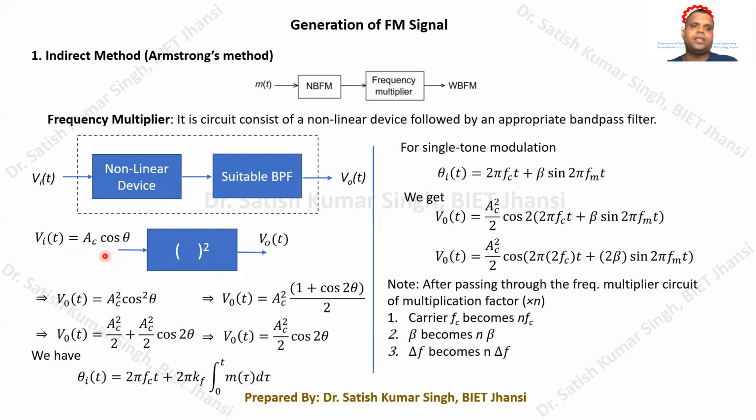Fine. So when we give the input as AC cos theta, then the output V output(t) produced by this circuit will be V output(t) equals AC square cos square theta. Now we can rewrite this equation: V output(t) equals AC square (1 plus cos 2 theta) upon 2. We can modify it again and get V output(t) equals AC square by 2 plus AC square by 2 cos 2 theta.